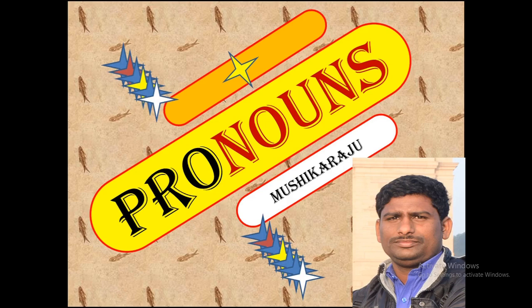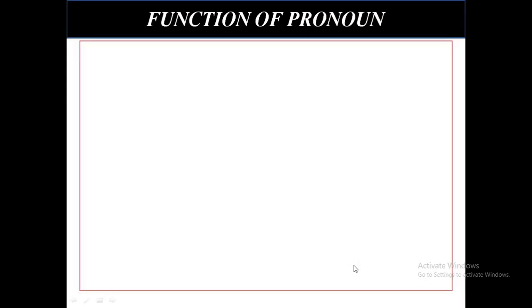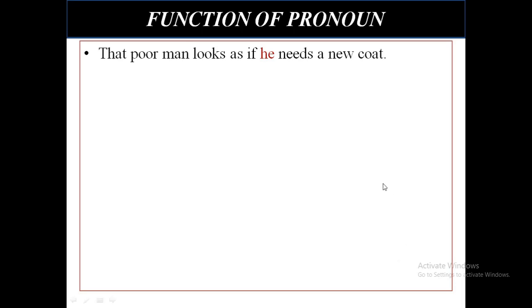Okay, let us start with a few examples to understand the features of a pronoun. Here is an example for us. That poor man looks as if he needs a new coat. So here is a word, he, highlighted in red color. This word can be called a pronoun. It is because this is the word referring to the man which is mentioned in the statement.